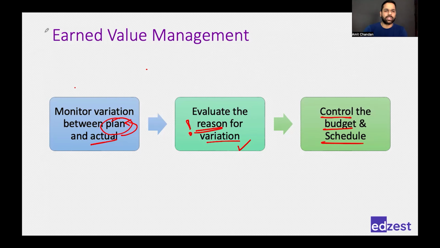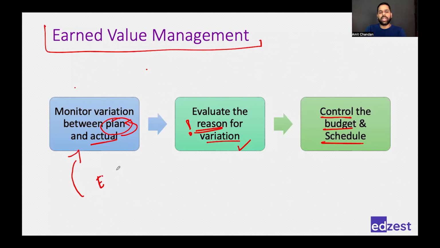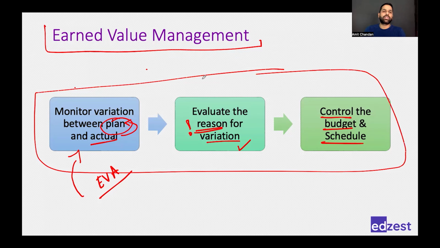The whole idea is called earned value management. This part of monitoring the variation is called earned value analysis. So when you compare your plan versus actual, you call it earned value analysis, and the entire set of the activities put together is called earned value management. Now the question is, what is earned value then?